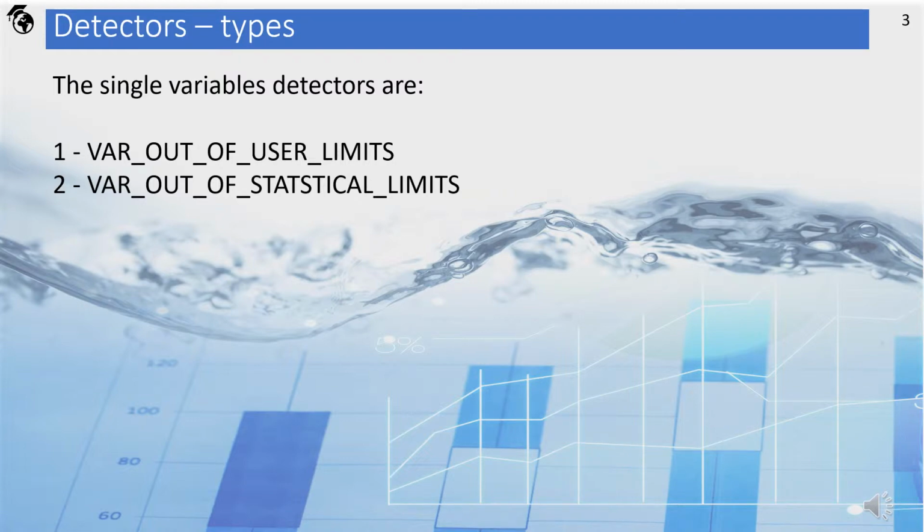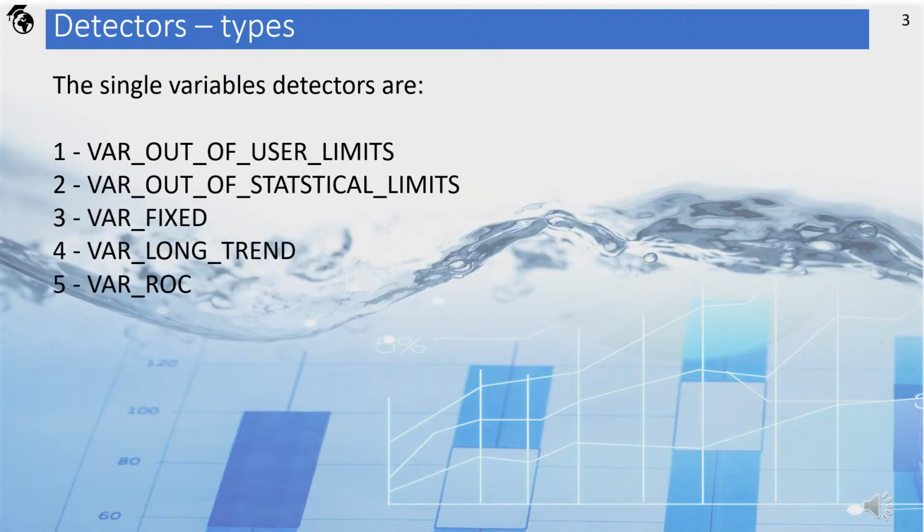3. VAR is fixed. The VAR fixed detector detects when a variable shows a fixed value for too long. This may happen when the sensor is not functioning or during a communication failure between the field device and the server.